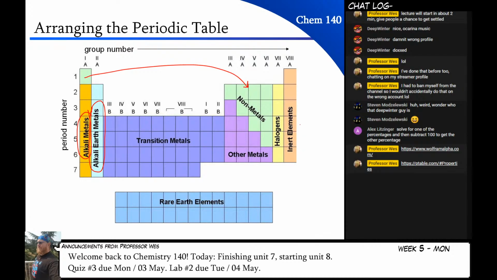On the other side, it says inert elements right here, but a better name for these would be noble gases, because that's the common term ascribed to them. Noble gases, like all nobility, sit on their asses and do nothing. These elements are unreactive. They just hang out.